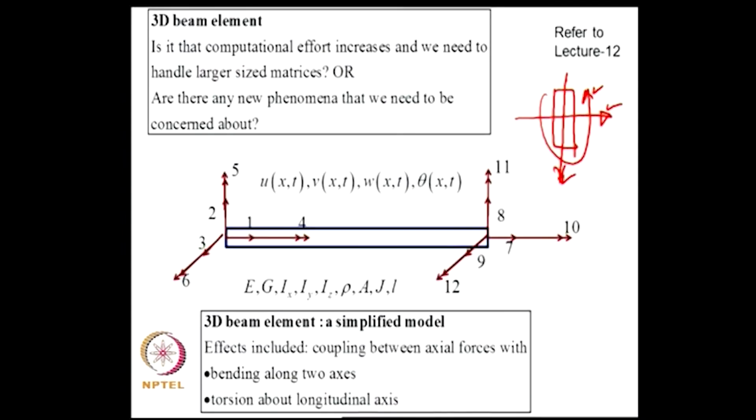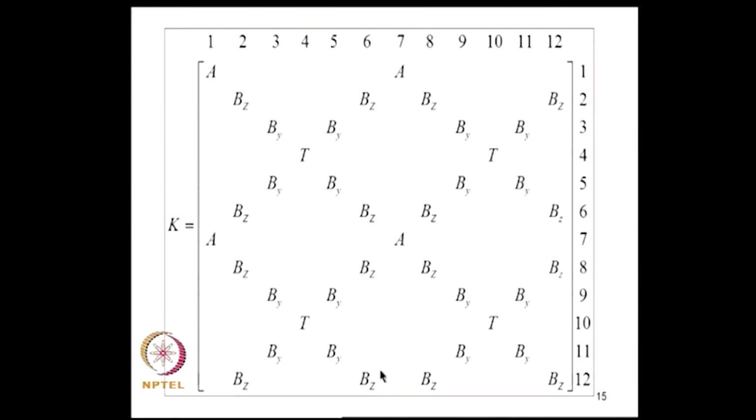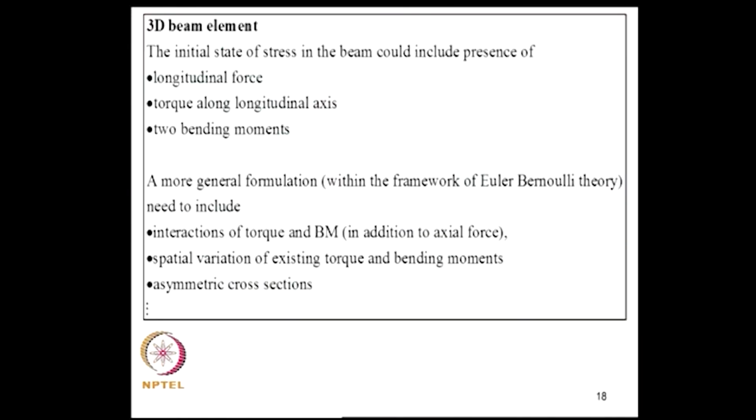The similar story repeats now for the geometric stiffness matrix. So, there is again axial effects, bending about 2 planes, and the twisting effect. These effects are included. So, this seems to start with a reasonable model to work with, but one should understand that this is not enough even for a simple model.